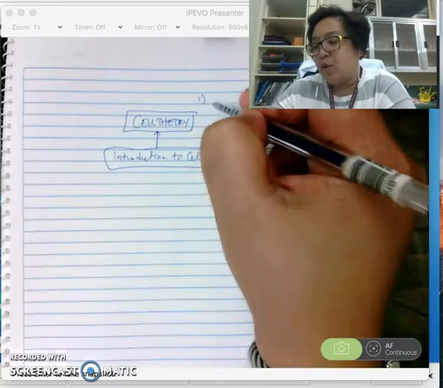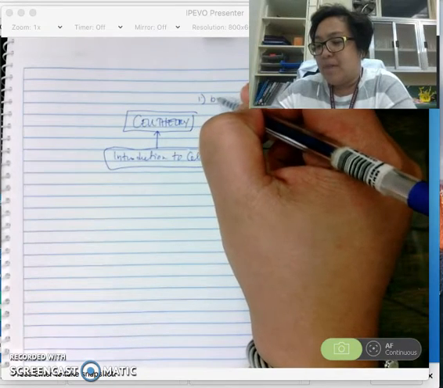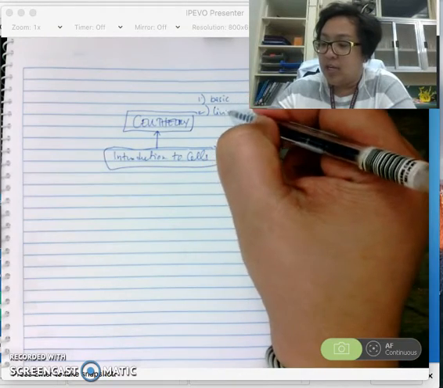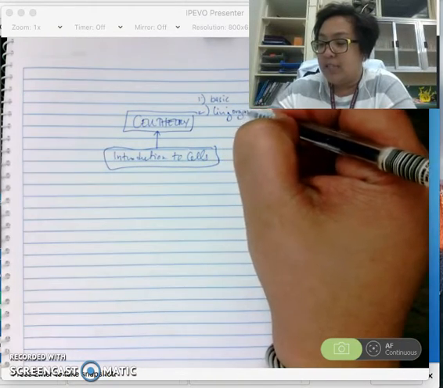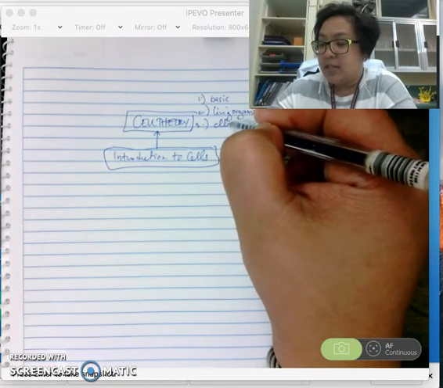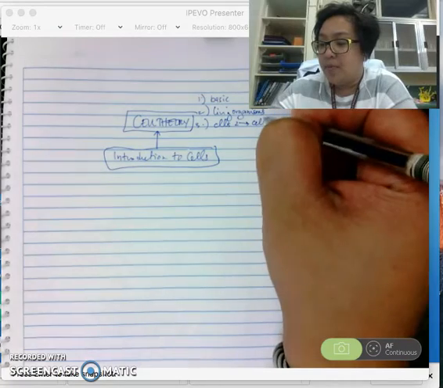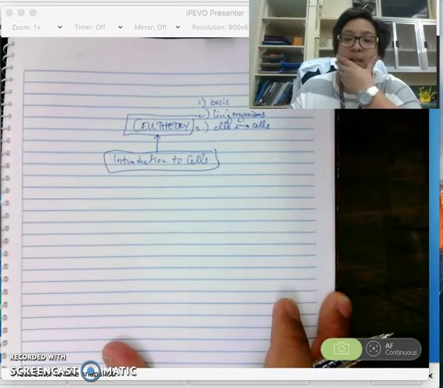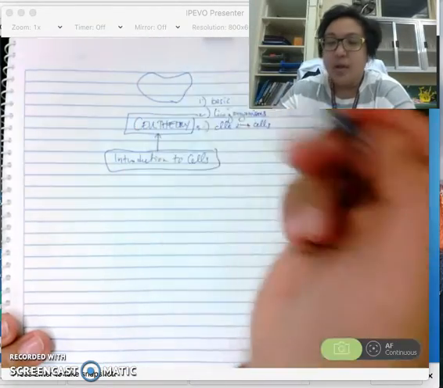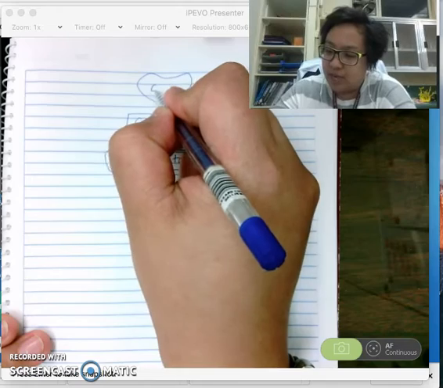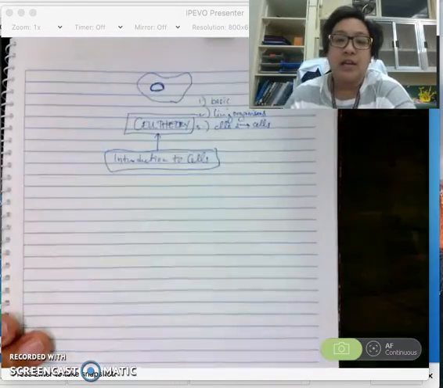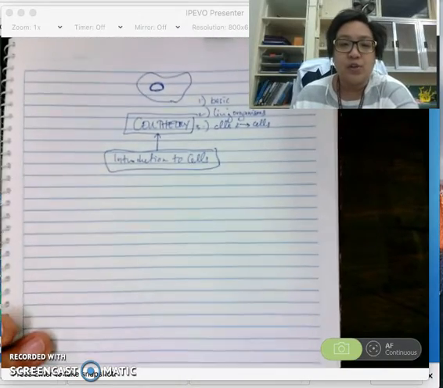Well, first of all, we know that the cell is the basic unit of life. And we know that living organisms are made up of cells. And we have observed that cells can only come from pre-existing cells. And the basic features of a cell is that it has a membrane, it has some sort of genetic material or your DNA that will dictate the activities or features of the cell.